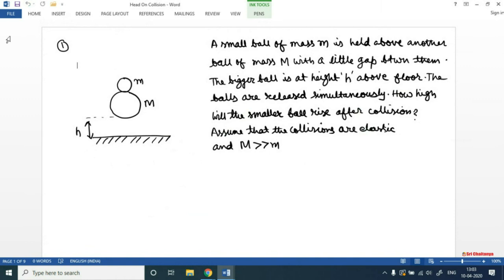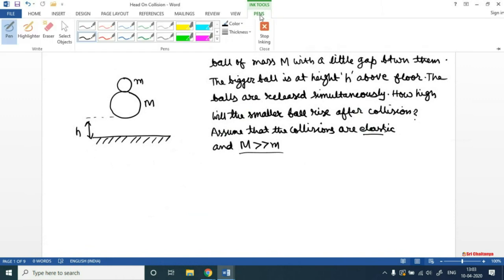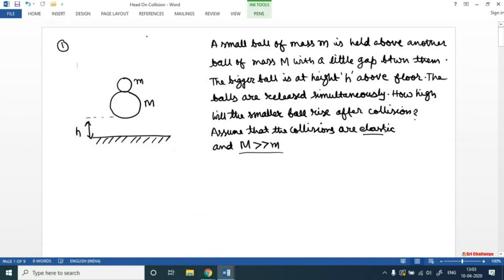Now look at the situation. Let's read the description of this question. A small ball of mass m is held above another ball of mass capital M with a little gap between them, although it looks like they are in contact. They are released from a height h. How high will the smaller ball rise after the collision? Assume the collision to be perfectly elastic, and capital M is much greater than small m. Let's try to solve this question.